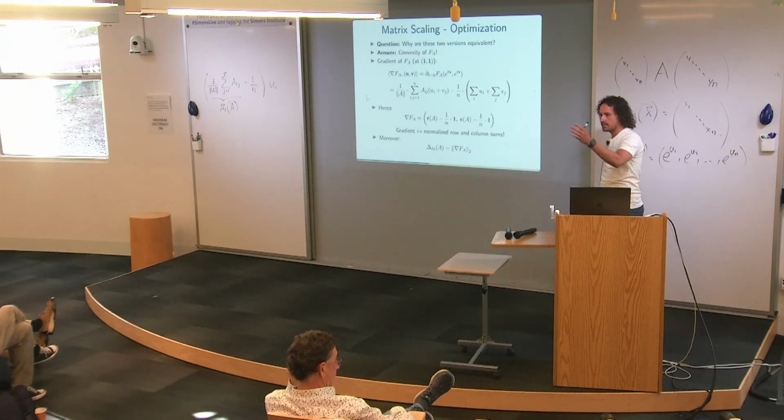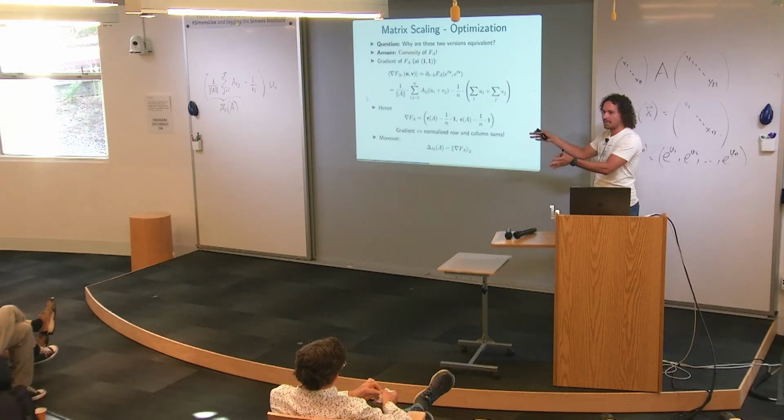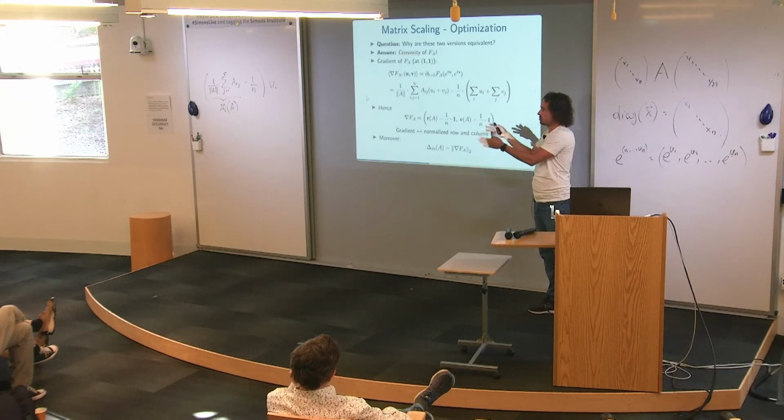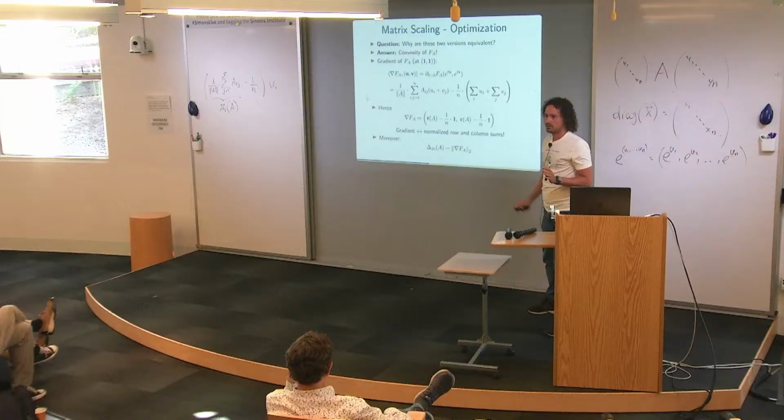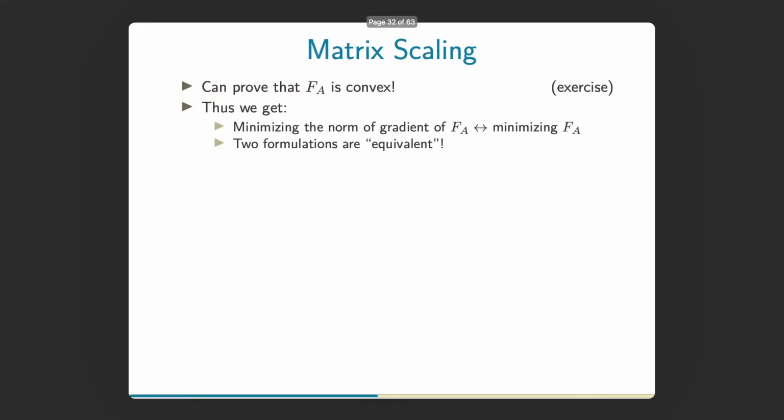And that answers the question from Nikhil. As I'm minimizing the distance to doubly stochastic, I am getting close to a doubly stochastic matrix. Does that make sense? Sounds good? So we can prove that f is convex. Minimizing the norm of the gradient is equivalent to minimizing the log norm, and the two formulations are equivalent. So now we're all happy with that.